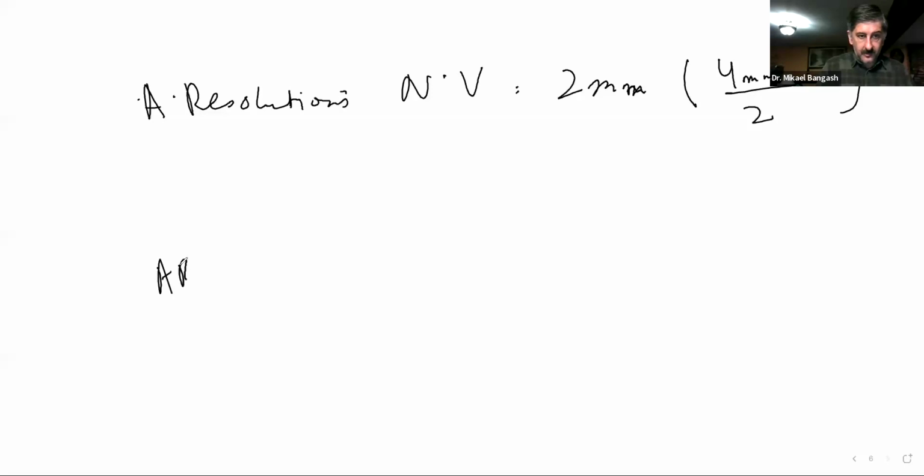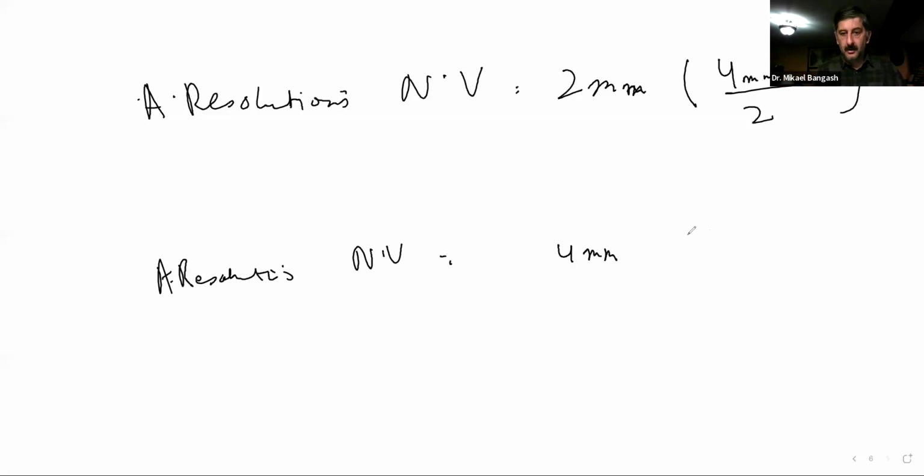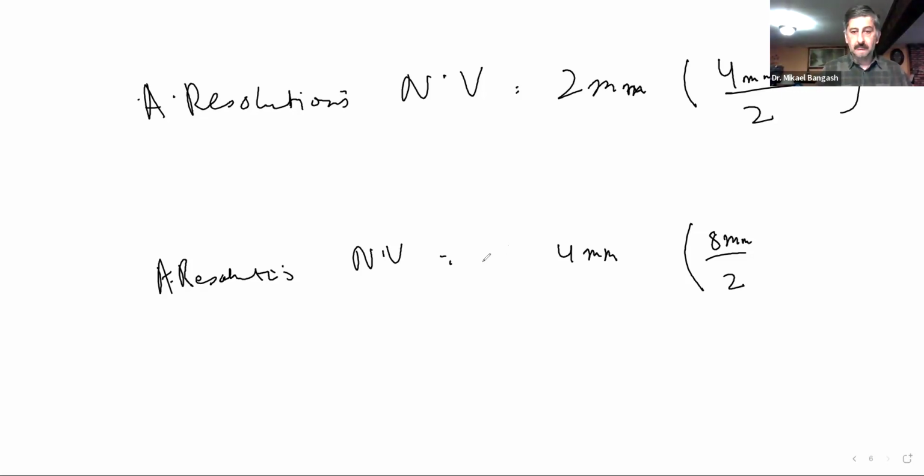Now say you had another transducer, which has another axial resolution with a different numerical value, say 4 millimeters. How do we get this 4 millimeters as the numerical value of the axial resolution? We can say it's because we had a spatial pulse length of 8 millimeters that was divided by 2. That gave us an axial resolution for this transducer with a numerical value of 4 millimeters.